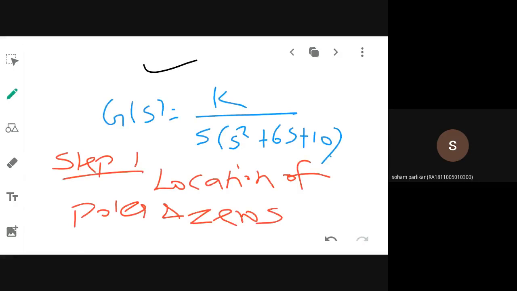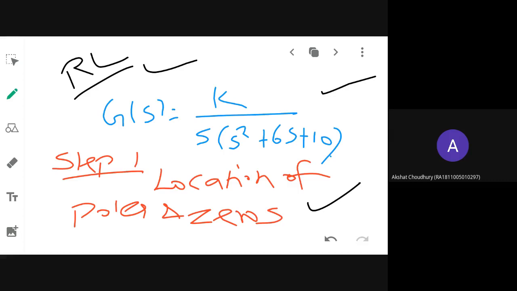So what is your open loop transfer function? Have you taken down G of s? All are copied. For this problem you are to draw the root locus. First step is the location of poles and zeros. So what are the poles and what are the zeros for this particular system?